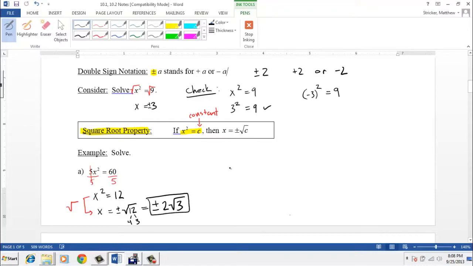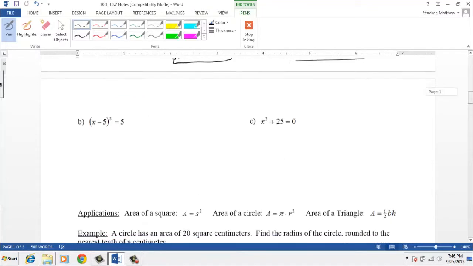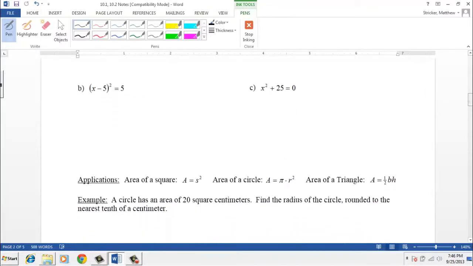However, a lot of times in my math lab, they're going to want you to write it in set notation: negative 2 root 3 and positive 2 root 3. On a test, I would be happy with either answer. This is more compact, which is why we get used to using the double sign notation, but you could write it in either way. Let's take a look at a couple different ones.